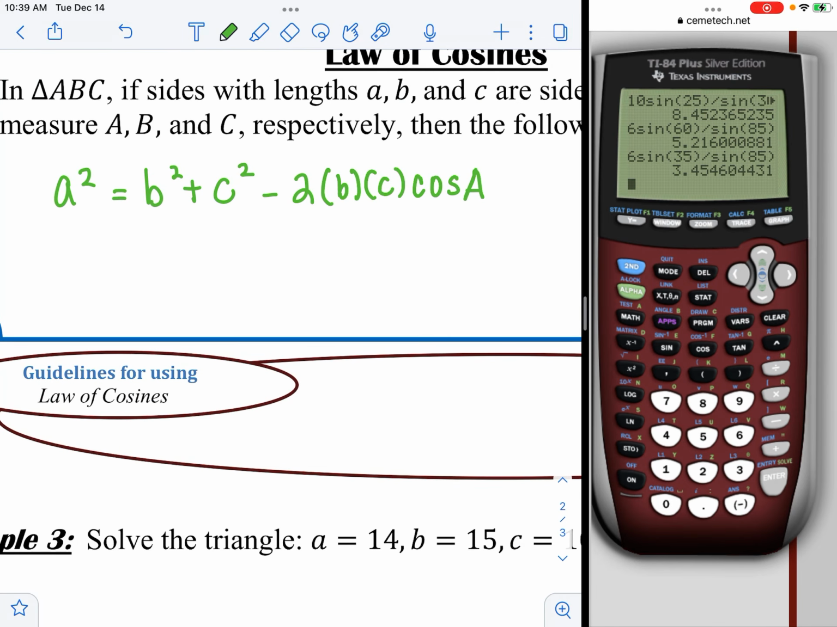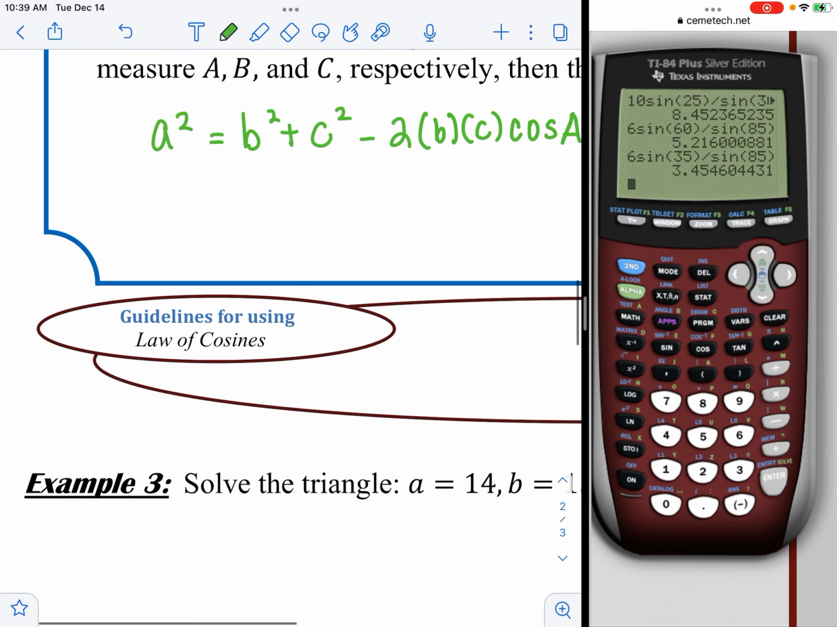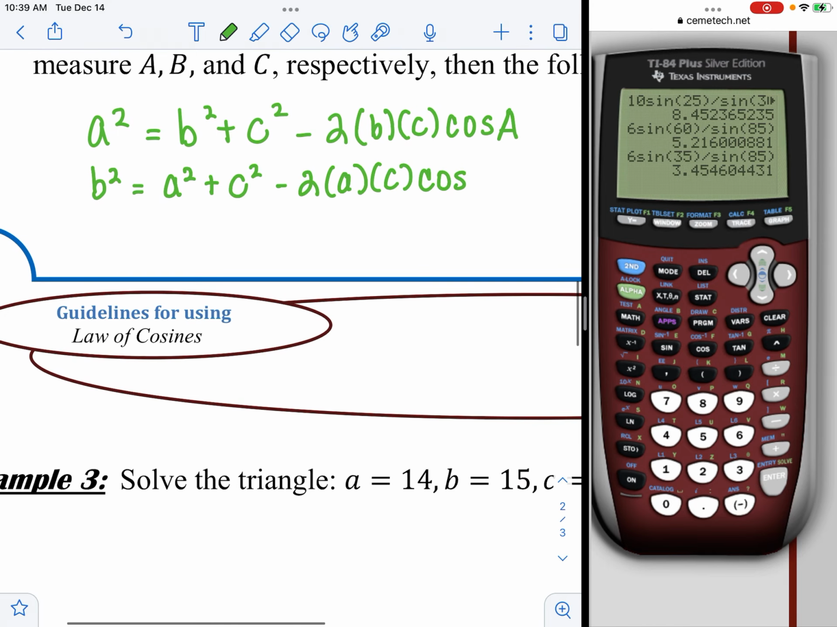All right, now what if you were looking for side B or angle B? Same idea. I don't have the actual equation memorized, I have how I say it. If I'm looking for side B, then B squared is equal to the other 2 sides squared, A squared plus C squared, minus 2 times those 2 sides multiplied, A times C, times the cosine of the angle opposite of that side, which is B. So if I was looking for angle B or side B, this is the equation I would use.